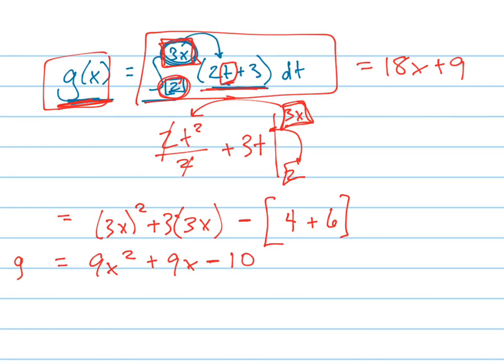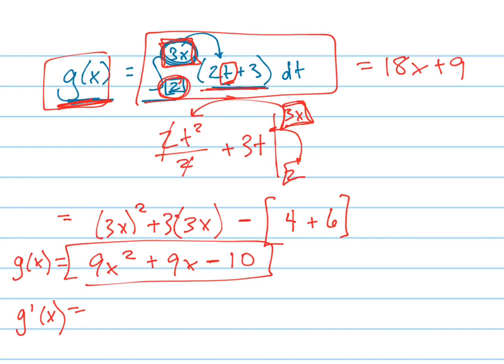Okay, but remember that's g of x. What did I want to find? I wanted to find g prime of x. So now I'm going to take the derivative of that. There's my 18x plus 9.